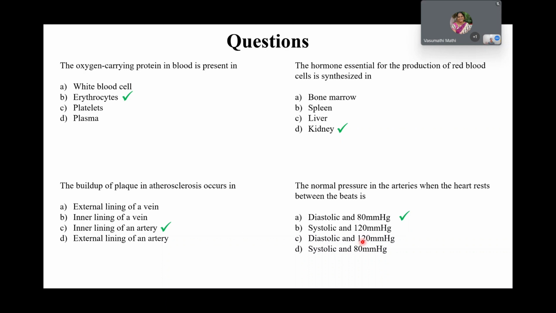And the next one is, the normal pressure when the heart is resting is diastolic pressure, because it is between the beats. When the heart is contracting, it is the systolic pressure, and systolic normal is 120, diastolic normal is 80. That's why for normal blood pressure people, the range is 120 by 80.